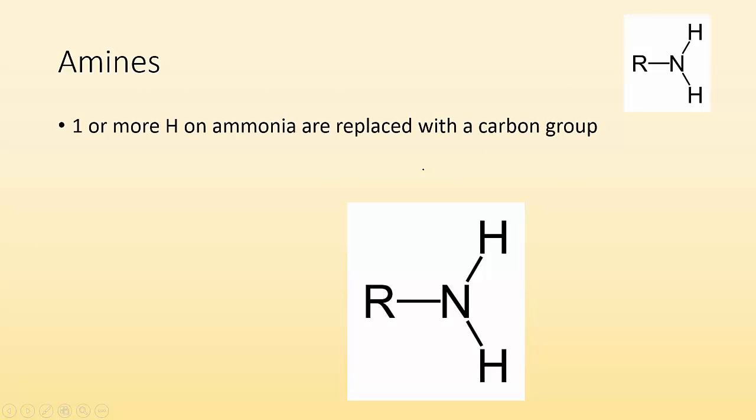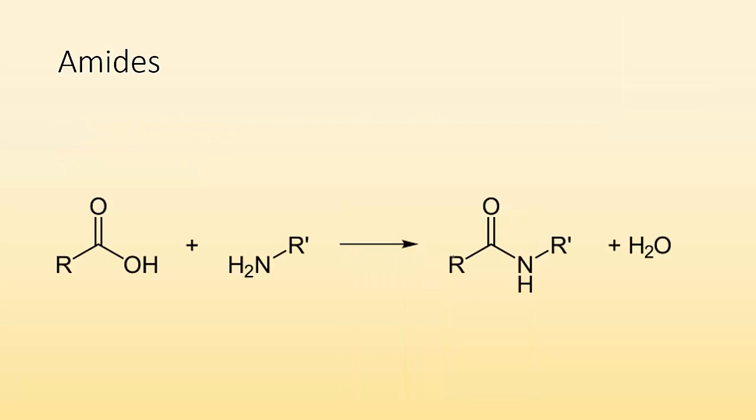Cool. Amines. So one or more hydrogens on ammonia are replaced with a carbon group. It's basically you got that NH3, but you got rid of one of the H's and put a carbon on there somewhere. These are organic bases, and the reason they're organic bases is because this nitrogen has an unshared pair of electrons, which it can donate for bonding, which would be making it a base. So yeah, amines tend to be basic.